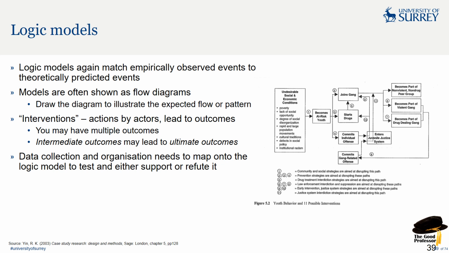You can actually draw quite complicated flow models, but you can see, in this example, it's about youth behaviour and possible interventions. Youth becomes at risk. We can see, do they join a gang? Do they take drugs? How do these things interplay with each other? Do they enter the justice system? And what are the possible outcomes? So we can see this flow diagram helps with the logic.